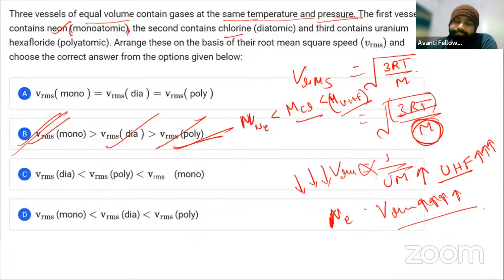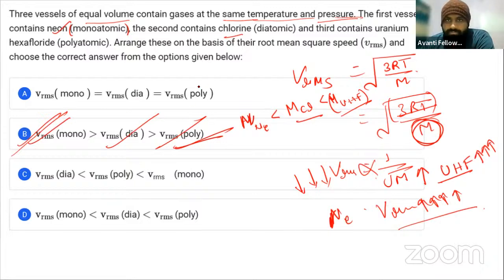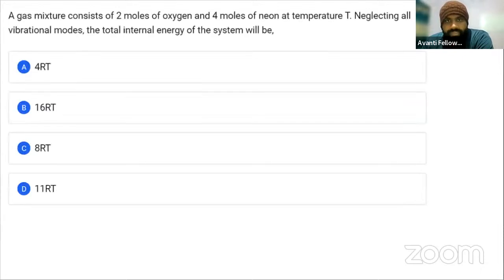I hope you got it. Now move on to the next one. This is a very simple question, if you just know the relation and how to extract the information. Now this one.